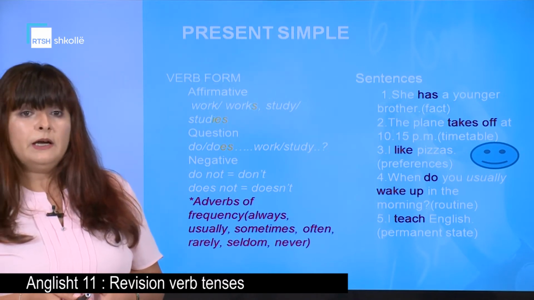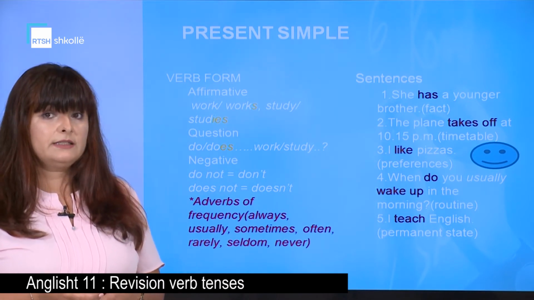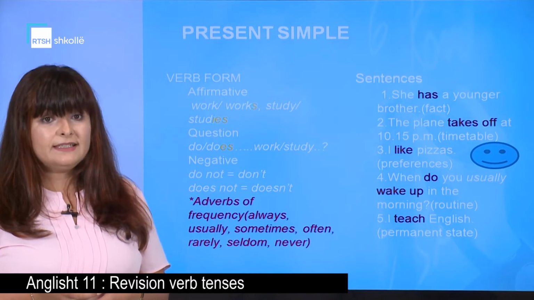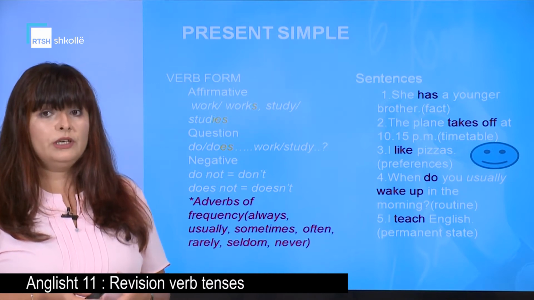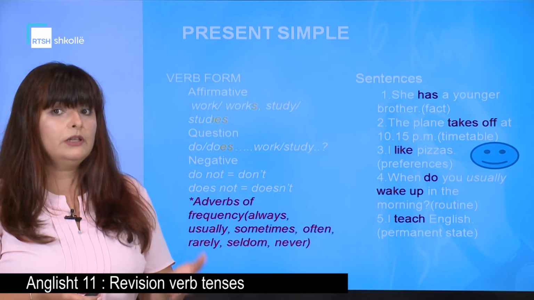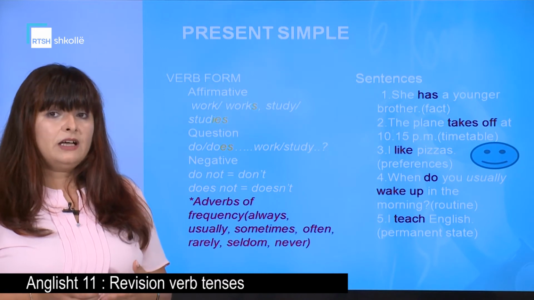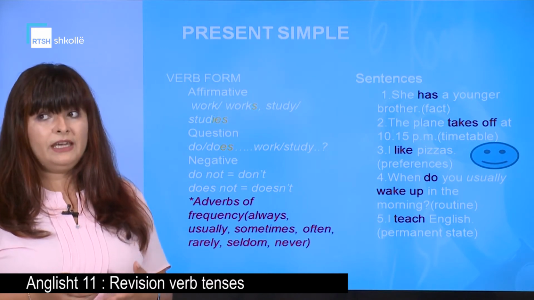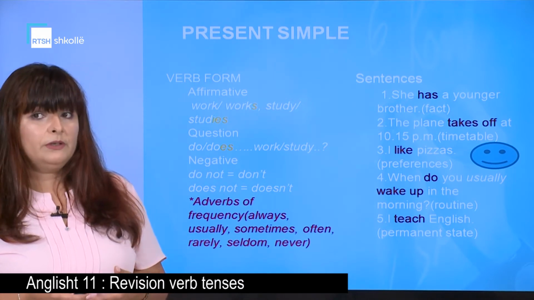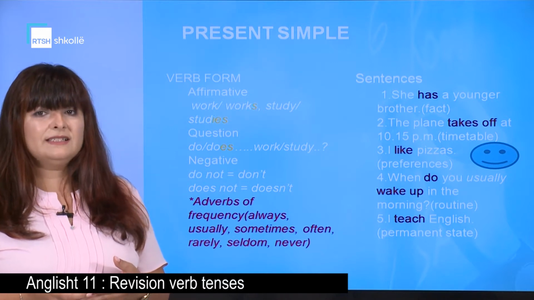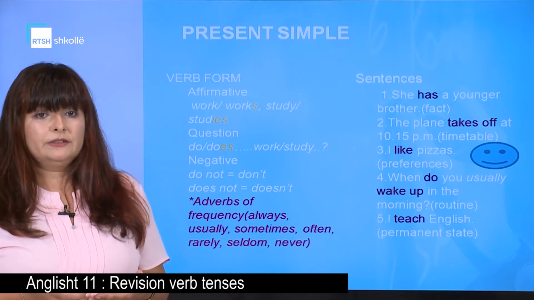Okay, what about some examples and sentences? Let's take some sentences. The first, she has a younger brother. What does that show? It shows a fact, and present simple shows a fact. The second one, the plane takes off at 10:15, and that sentence shows a timetable. Another sentence is I like pizzas. What is that? What we prefer. That is preferences.